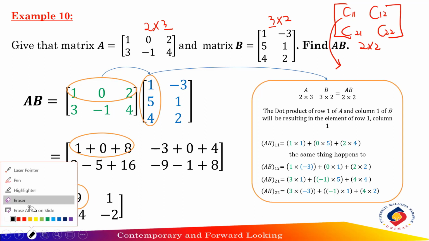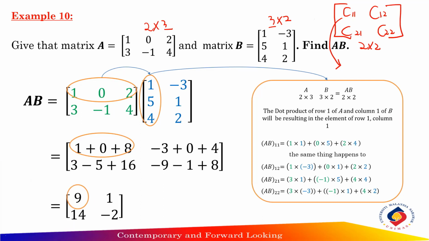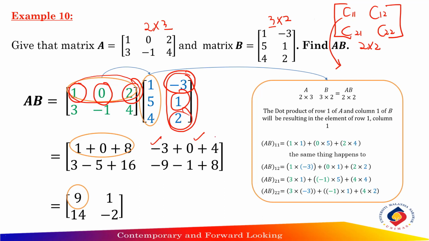The same goes for getting the element at row 1 column 2. We multiply the elements of row 1 of matrix A with the elements of column 2 of matrix B, multiply the matching members and then sum up all the products. As you can see here, 1 times negative 3 is negative 3, plus 0 times 1 is 0, and 2 times 2 is 4. Then sum up all, and the result is 1.